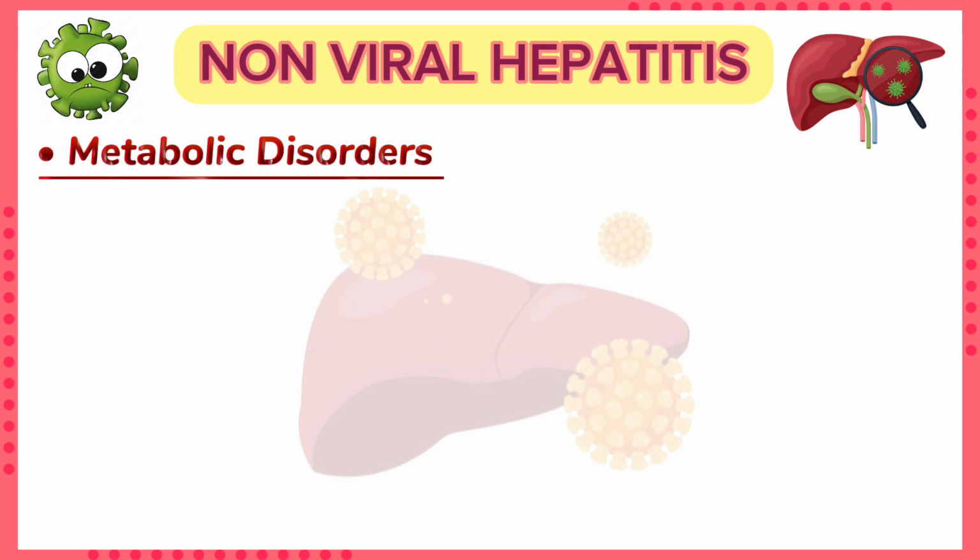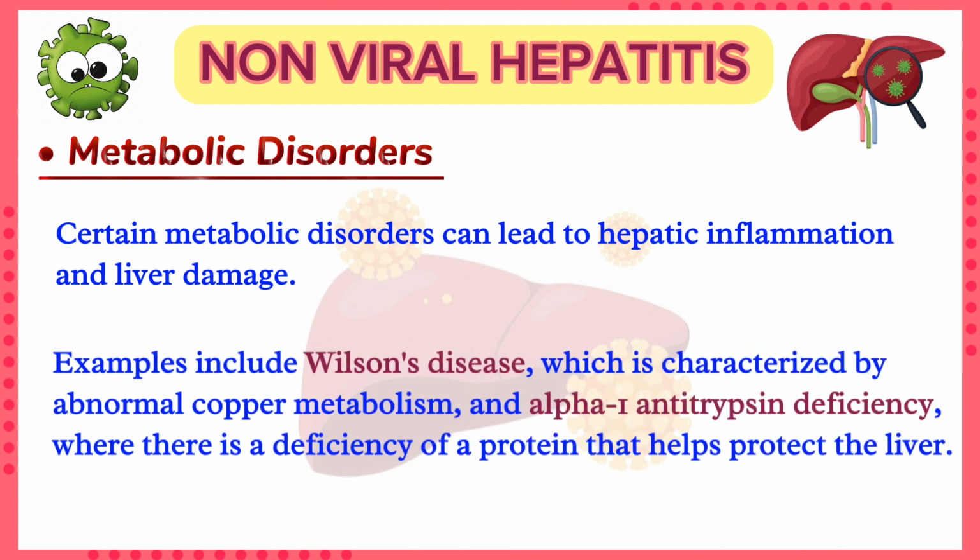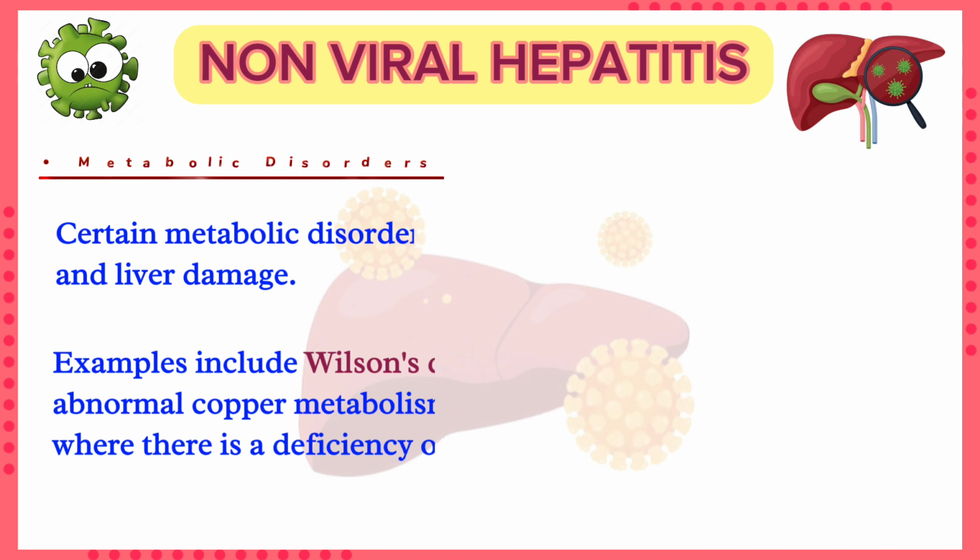Metabolic disorders. Certain metabolic disorders can lead to hepatic inflammation and liver damage. Examples include Wilson's disease, which is characterized by abnormal copper metabolism, and alpha-1 antitrypsin deficiency, where there is a deficiency of a protein that helps protect the liver.